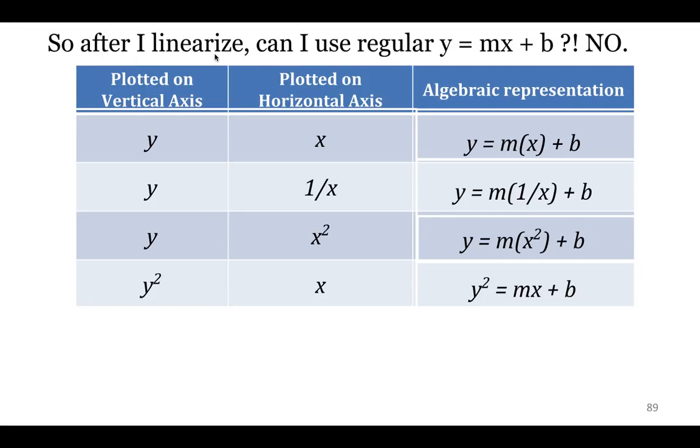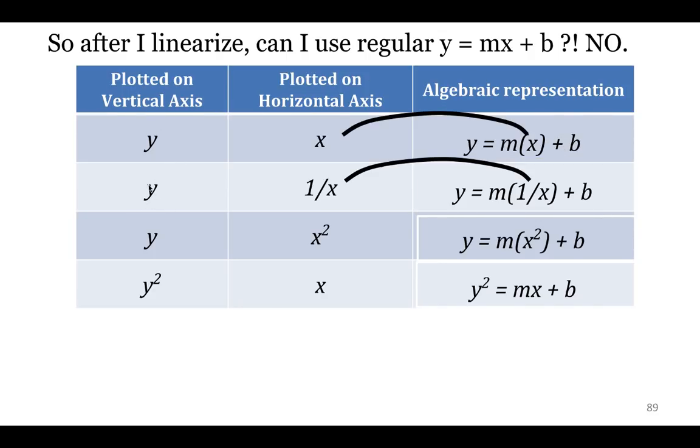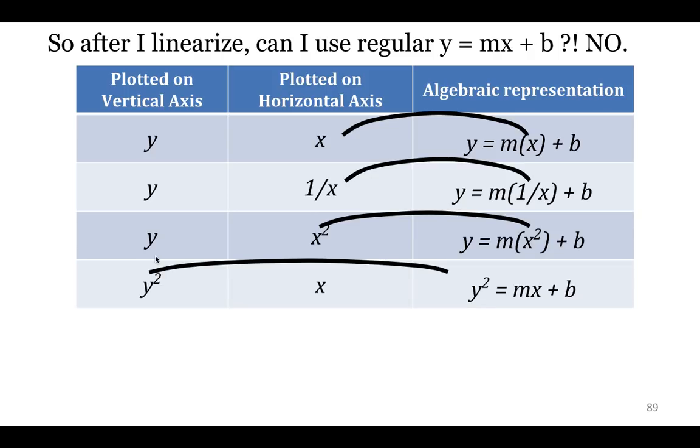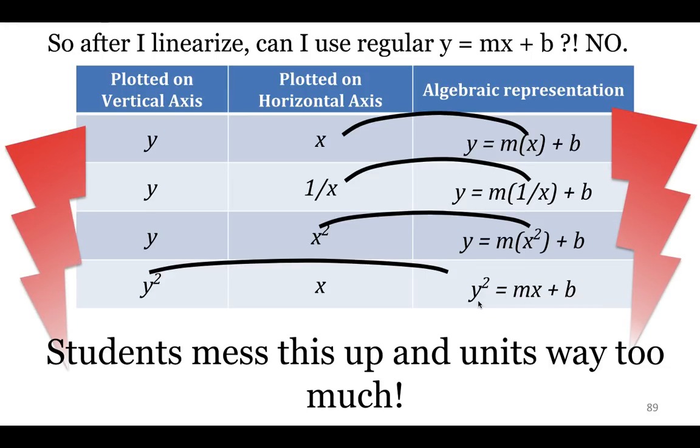So the question becomes, if I linearize a data set, can I still use y equals mx plus b? The answer is no, not really. We have to modify our y equals mx plus b. So if we have a linear fit, we've got y and x, we can use y equals mx plus b. However, if it's an inverse and I take the inverse of all the x values, then I need to put that in the equation as well. So I'm going to do y equals m times 1 over x plus b. Whatever I did to my data set, I need to put it in my equation. If it's a quadratic and I square all the x's, I need to square the x's in the equation. If it's a square root and I square all the y's, I need to put the y squared in the equation. Students mess this up and the units way too much, okay? Don't be that student. When we do a linearization, reflect that in your equation as well.